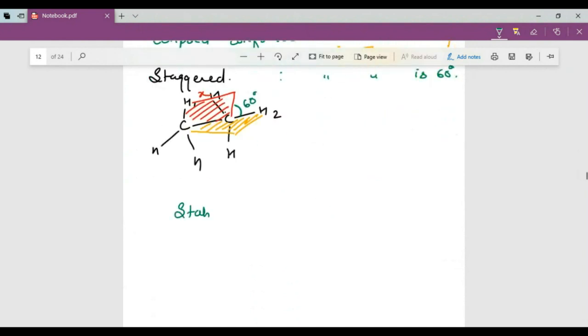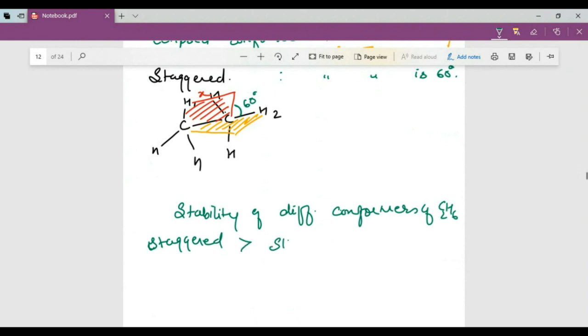Okay, stability of different conformers of C2H6. The most stable is staggered, then all the others, skew, and then comes the eclipsed. Eclipsed is the most unstable. Okay, eclipsed is the most unstable conformer out of all. Is that okay? Eclipsed is the most unstable.